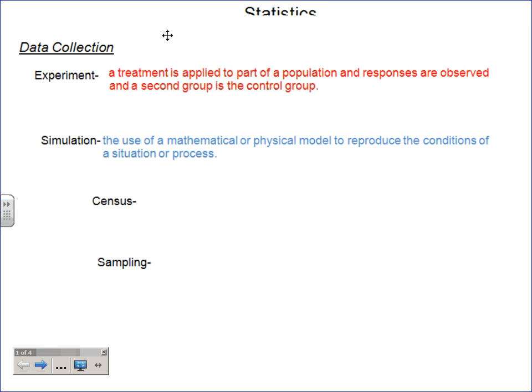A good example there is, you don't really want to be the person that has to test the effects of the atomic bomb. You don't want to be the person that's testing that personally. It's not a very good job. So you would try and simulate that. What would happen? And you can use models for that, obviously.